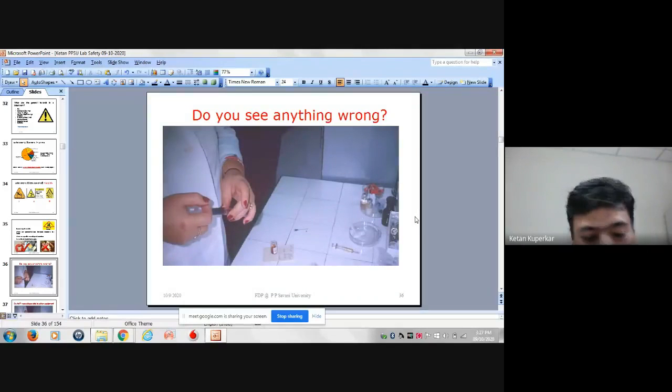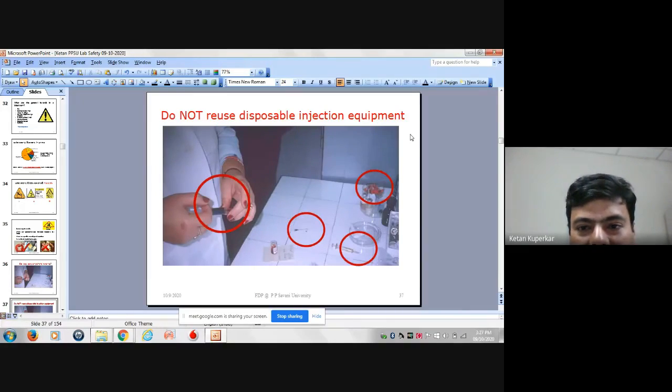Now here, very interestingly, you need to guess what is going wrong. Do you see anything wrong here? The first thing I see is this lady, the lab technician, working bare hand, and that is not advisable at all. Anyone working should wear gloves. The next slide will let you know what things are wrong in this particular picture.